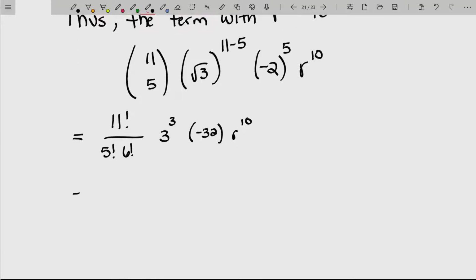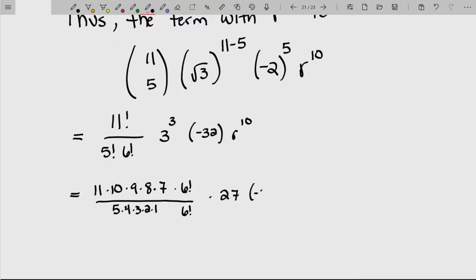From this point forward, it's actually not bad, but that 32 is just going to be miserable. But so is that 11, actually. It's 11 times 10 times 9. Once I see that these numbers are a little massive, 11, 10, 9, 8, 7, 6 factorial, I almost know I'm going to grab a calculator here. 5 times 4 times 3 times 2 times 1 times 27 times negative 32, and then r to the 10th.